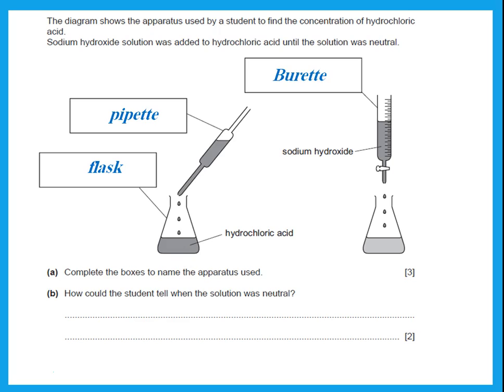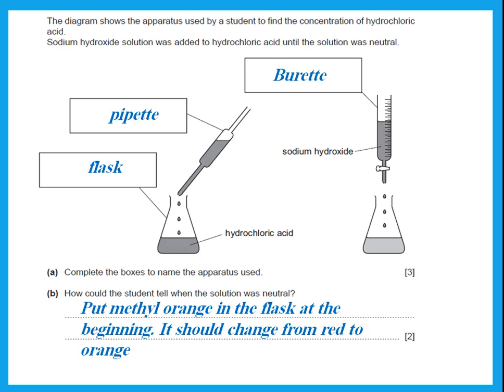How could the student tell when the solution was neutral? How do we know if the solution becomes neutral when I'm doing titration? Well, when we do titration, all these solutions are colorless, and we said in order to know whether the solution has become neutral or not, I should add some sort of indicator at the beginning, and then the color will change. If we put methyl orange, then at the beginning it will be red because I have acid in the flask, and then it should change to orange. That is the indication that the solution has become neutral.